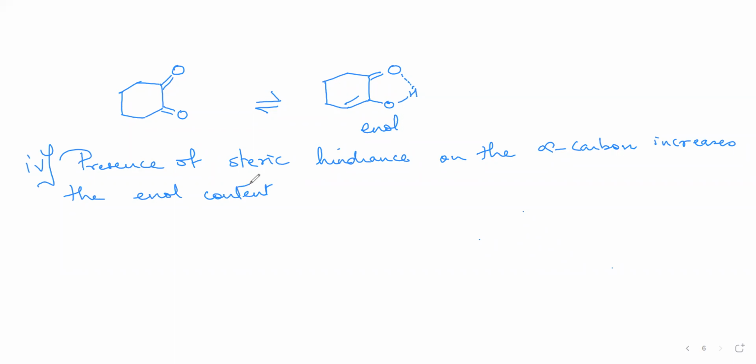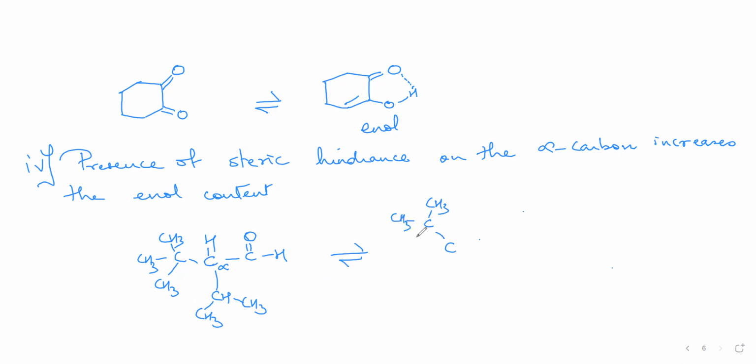Presence of steric hindrance on the alpha carbon increases the enol content. Now let me explain what I mean by this. Okay. Now this is the alpha carbon. This is the aldehyde group, this is the alpha carbon. The alpha carbon you can see is sterically hindered because of these bulky groups. This is a tertiary butyl group and this is the isopropyl group. Now this prefers the enol form and I'll tell you the reason also behind that.